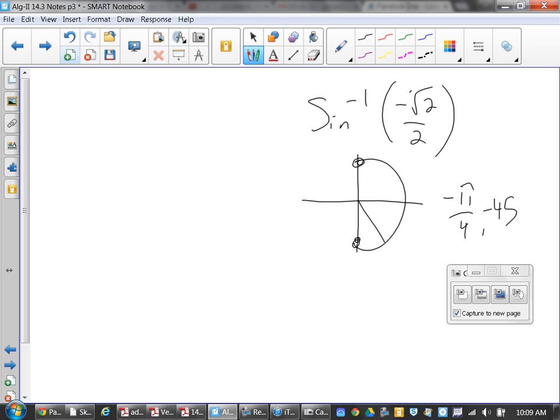It says evaluate or find the expression, give your answers in both radians and degrees. The negative 45, is that only if it's in the fourth quadrant? Yeah, only if sine is negative.